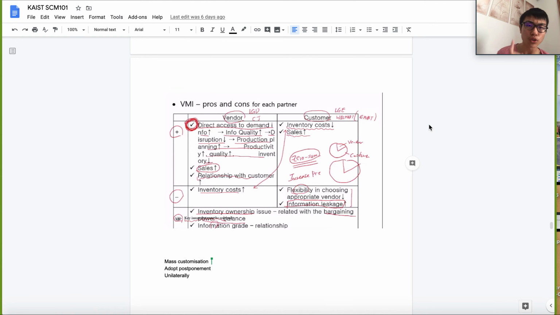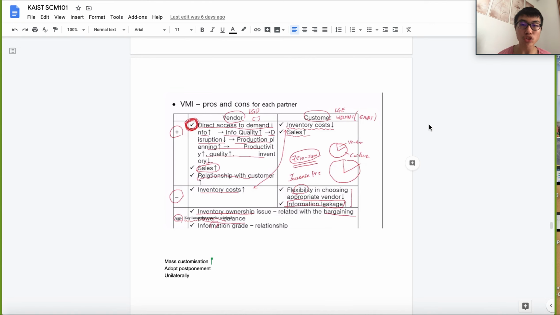So in this case, for the vendor, our advantage is that they have direct access to information, and first of all, it can help them to increase their sales. Because once they know how much they have to produce, it is actually a pretty good way to reduce their cost, as they can most likely sell all the inventories produced for this particular customer.